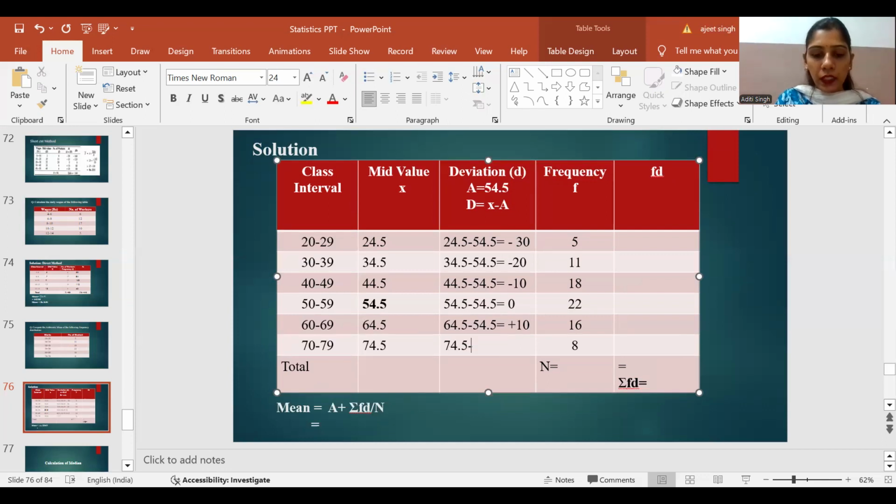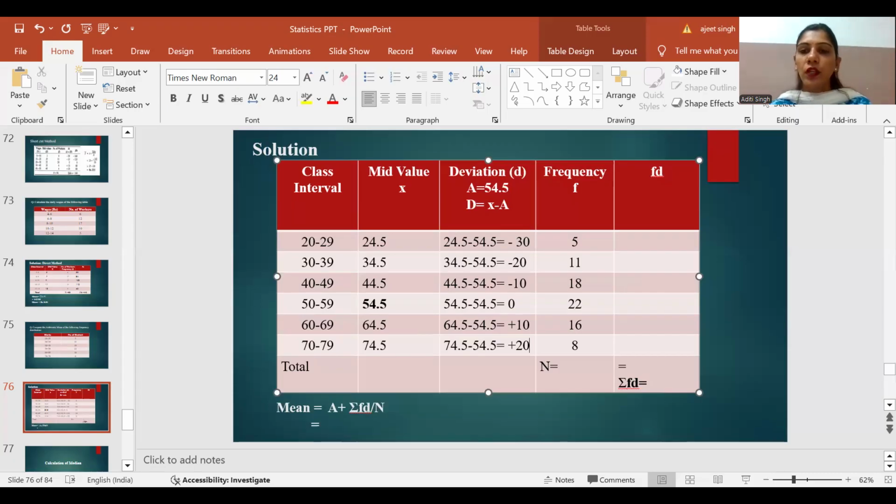Next, 74.5 minus 54.5. Again, your assumed mean value is lower than the mid value. In this case, mid value is greater than the assumed mean, and we are subtracting assumed mean value from the mid value. So again, your answer will come in plus, so plus 20. Okay, so this is how we calculate the value of deviation, or you can say the value of D, by subtracting assumed mean from the value of x.